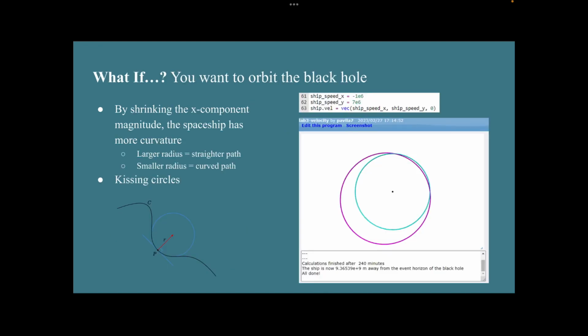So what if we wanted to orbit the black hole instead of escaping it? By shrinking the x-component magnitude, the spaceship had more curvature, and I was successfully able to orbit the black hole. This is because the x-component is force perpendicular, which points towards the center of the kissing circle. By shrinking the radius of the x value, I was able to get a more curved path. Alternatively, if I were to make the radius larger, I would get a straighter path.